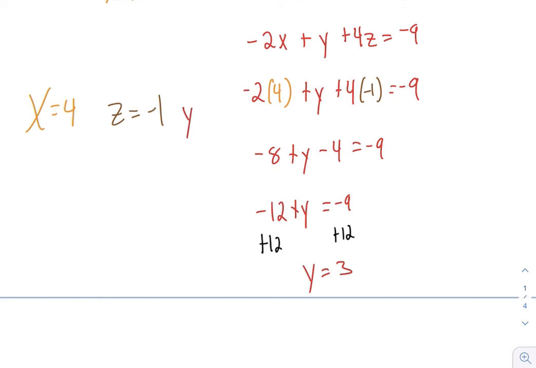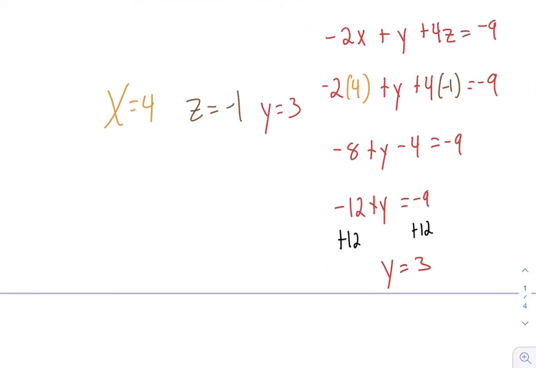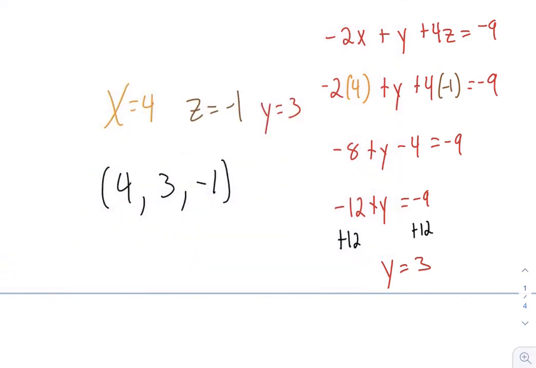And now I have my 3 answers. You're going to want to write this as an ordered triple, as x, comma, y, comma, z. So x is 4, y is 3, z is negative 1. If you wanted to, you can go ahead and check this by plugging it into all three equations for x, y, and z, and make sure that it works out on all three of them.